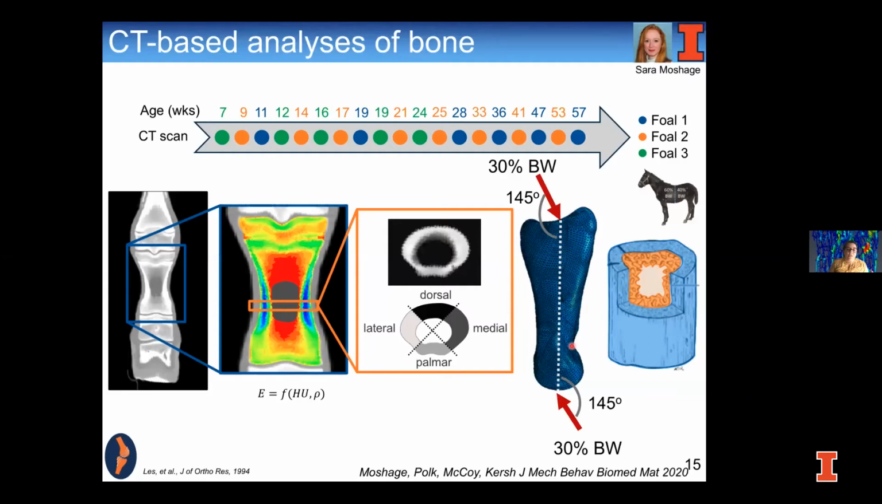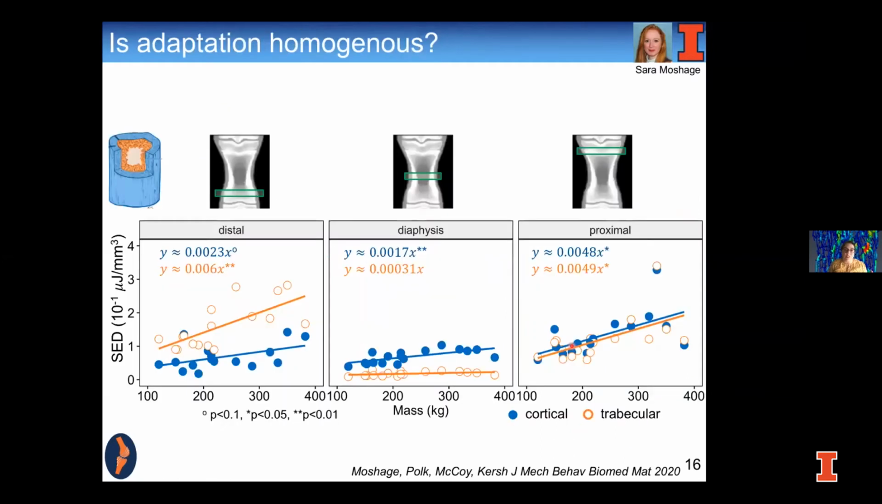When we looked at the finite element models to see what the difference is in strain energy over time, we found a couple of interesting results. On the x-axis here is mass. So this is, of course, as they're growing from the smallest foals to the oldest foals, and strain energy density in 3 different regions is plotted on the y-axis. So we looked at this distal region, the diaphysis, and also the proximal region where those fractures tend to occur. And we can see that the strain energy density is highest in the proximal region for both cortical and trabecular bone, also high in the distal region, but quite constant and steady over time in the diaphysis.